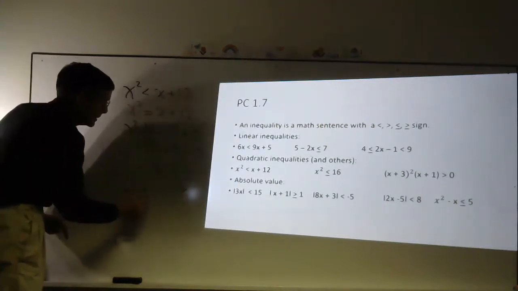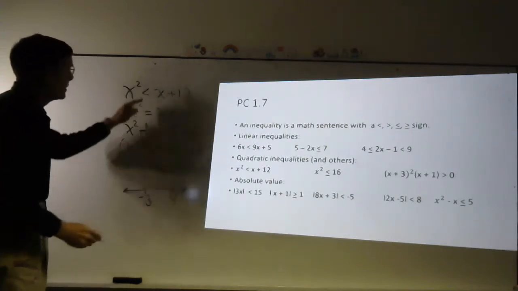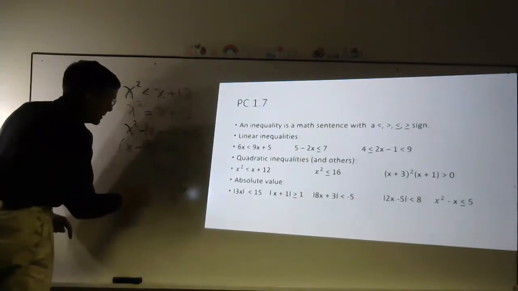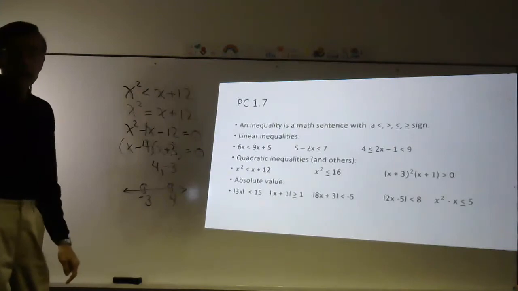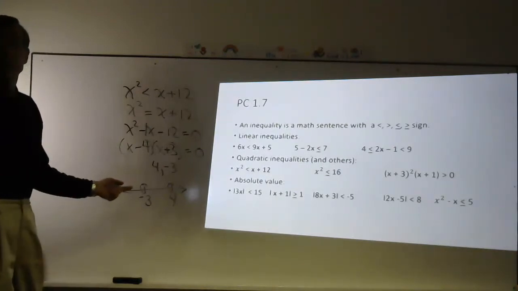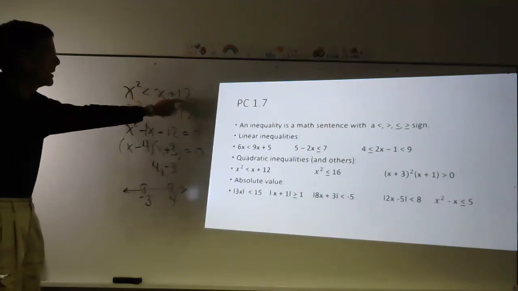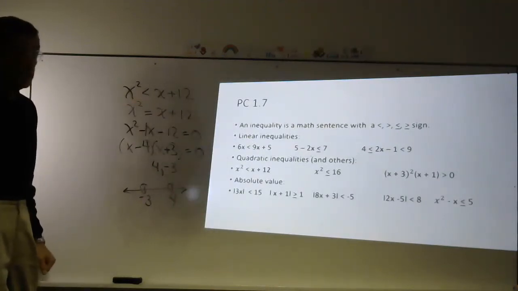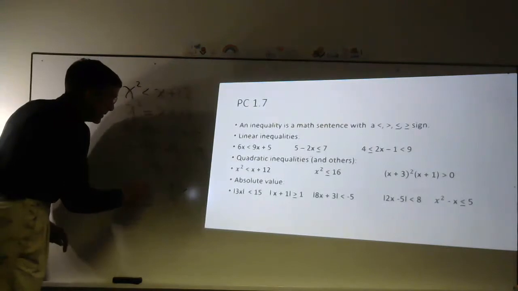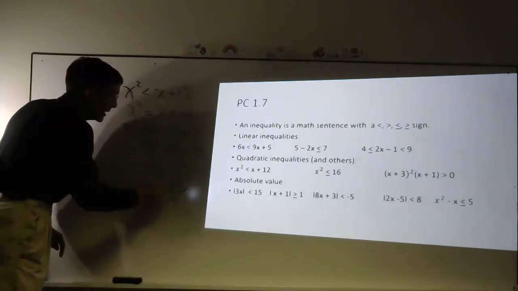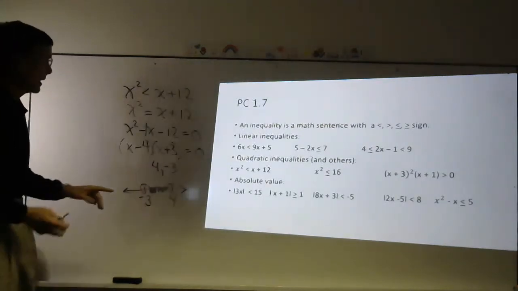Here's negative 3. Here's 4. Because it is strictly less than, I know they will be open. Yeah? Pick a point. 0. 0 less than 0 plus 12. It is. So I know this is shaded. You can keep going if you like.